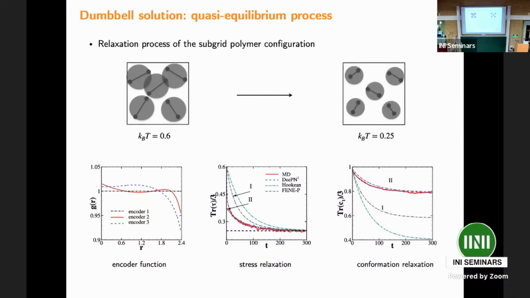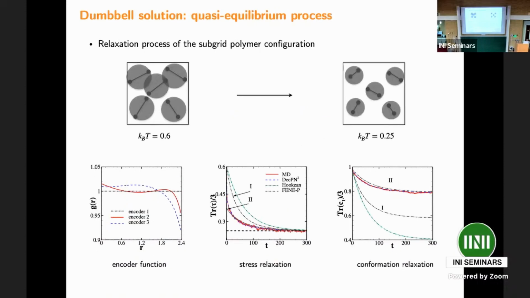Here, the red curve is the MD simulation result, and the blue curve is our model. And then we also have two others: the Hookean one is the linear one, and the FENE-P is the mean field approximation. You can see that the machine learning models agree well with the MD for these systems.